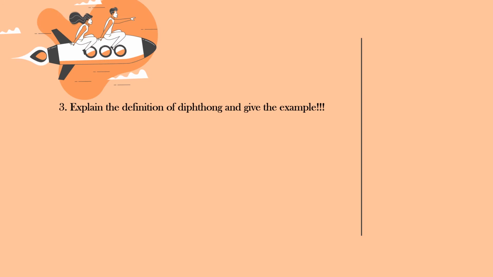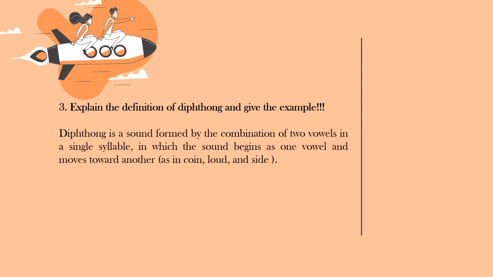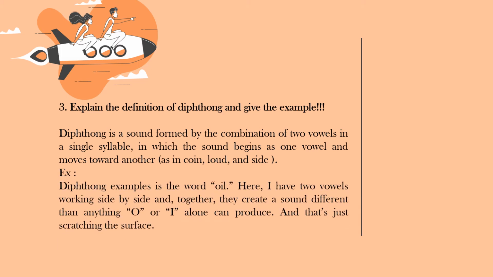Question 3. Explain the definition of diphthong and give the example. Diphthong is a sound formed by the combination of two vowels in a single syllable, in which the sound begins as one vowel and moves toward another, as in coin, loud, and side. For example, a diphthong example is the word oil. Here, I have two vowels working side by side, and together they create a sound different than anything O or I alone can produce. And that's just scratching the surface.